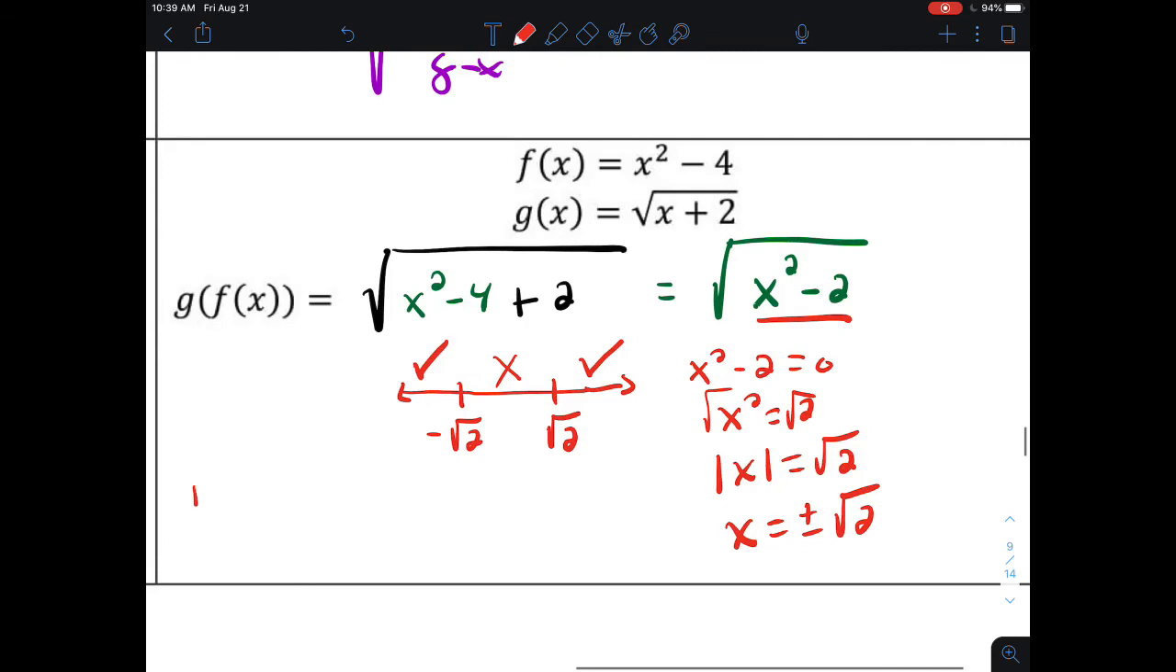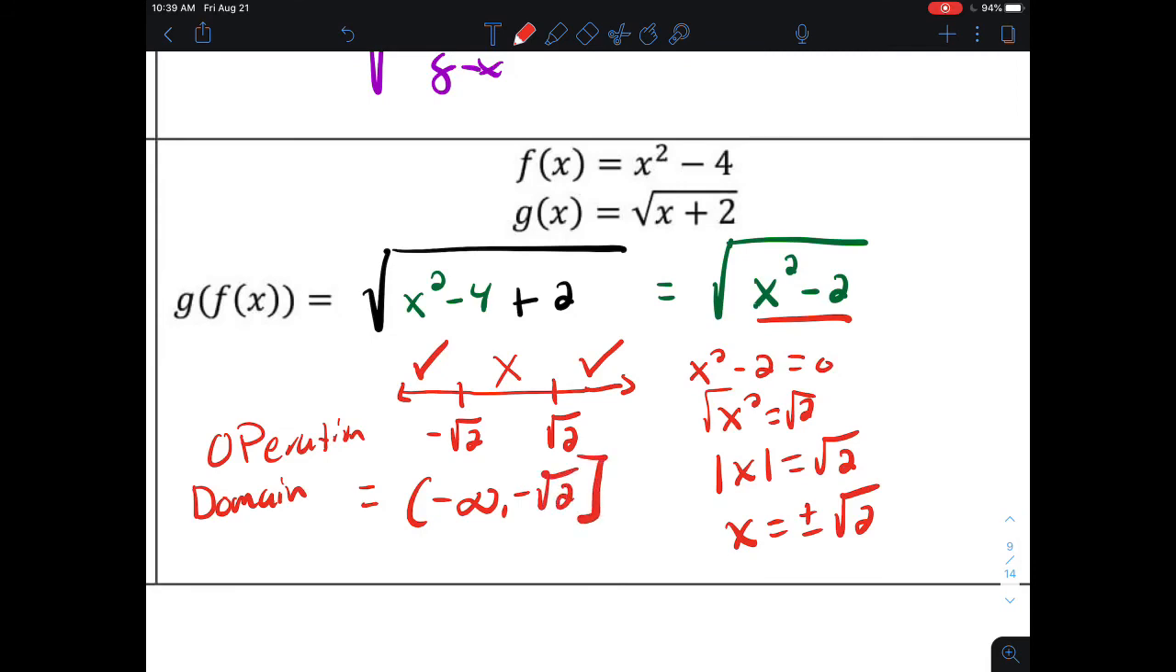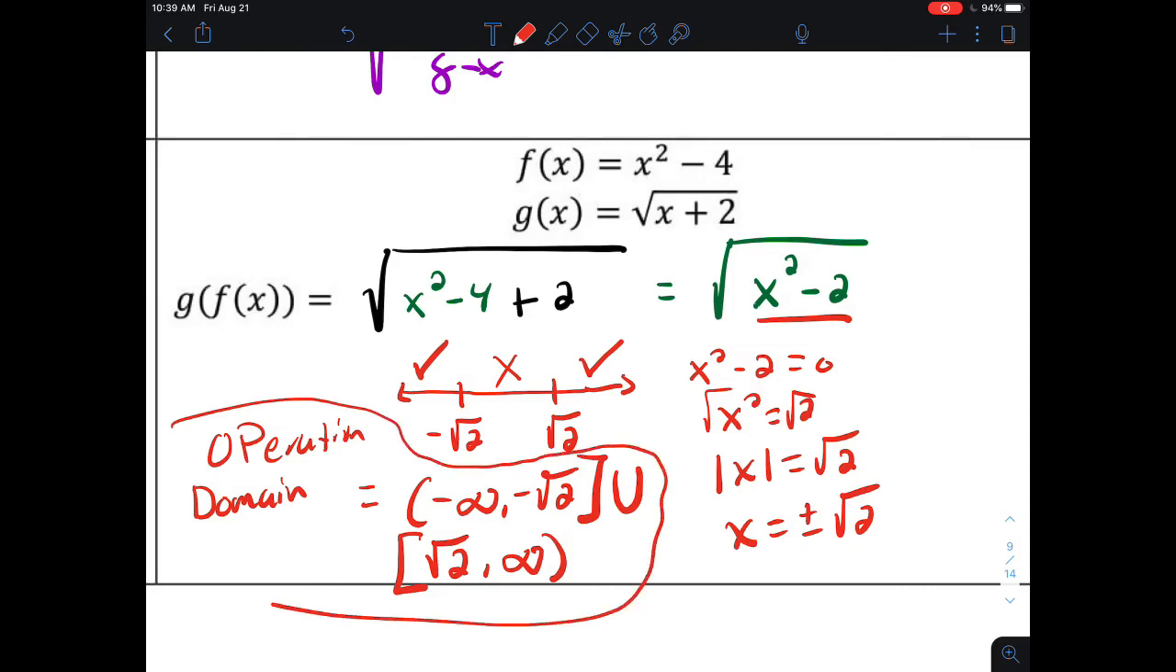The domain for my operation is going to be where all the check marks are. So the domain for the operation, in this case, would be from negative infinity to negative square root of 2. I include that. And then I would have to join it with the union and go from the square root of 2 to infinity. So there's my operation domain.